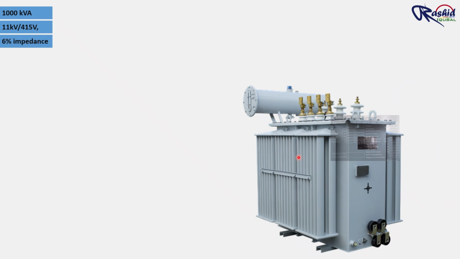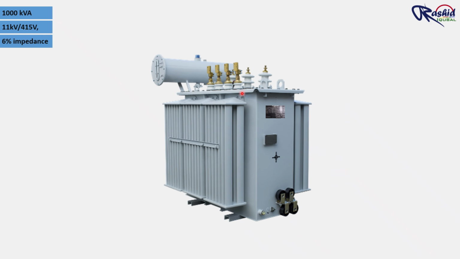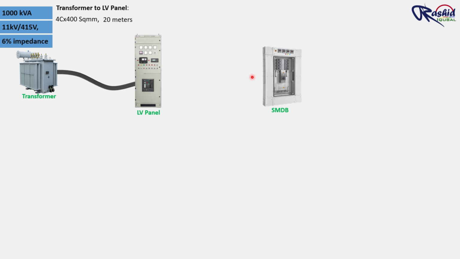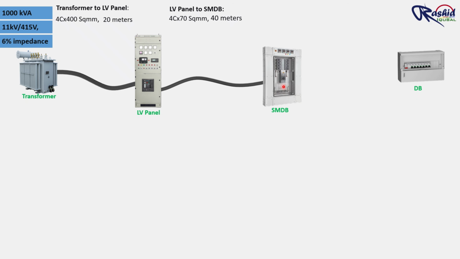The transformer supplies power to the LV panel through a 4-core by 400 square mm copper cable, and its length is 20 meter. This is the total length supplying from transformer to LV panel. From the LV panel, power goes to the SMDB through a 4-core 70 square mm copper cable, and its length is 40 meter. And finally, to the DB through a 4-core 10 square mm cable, and its length is 30 meter. So let's start with full load current calculation of the transformer.